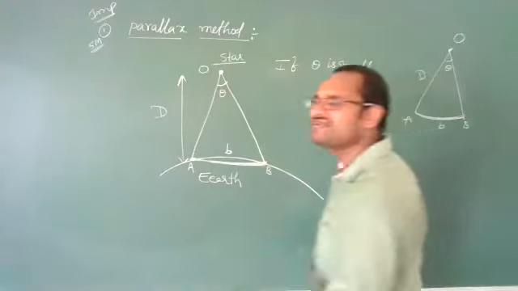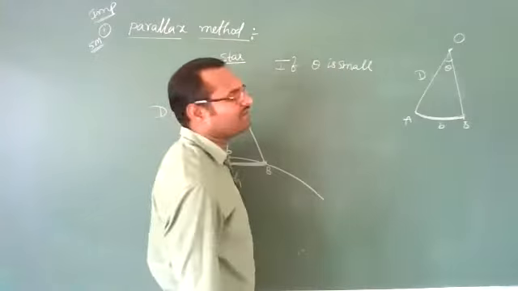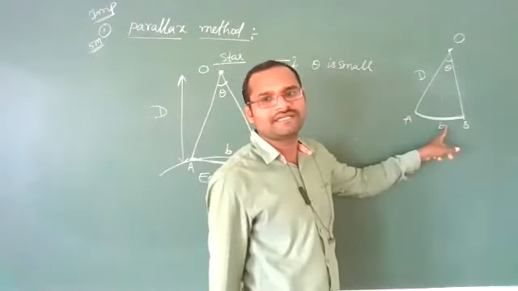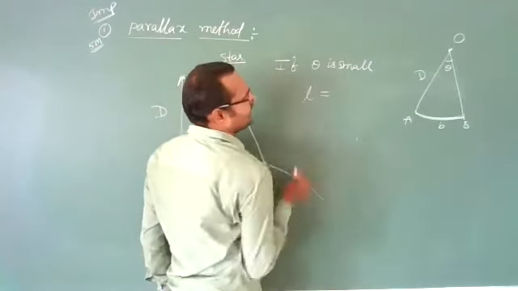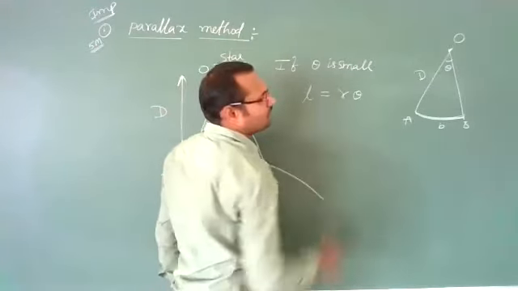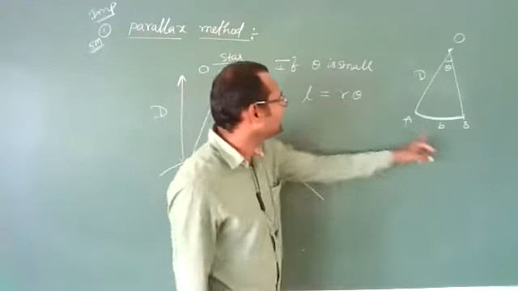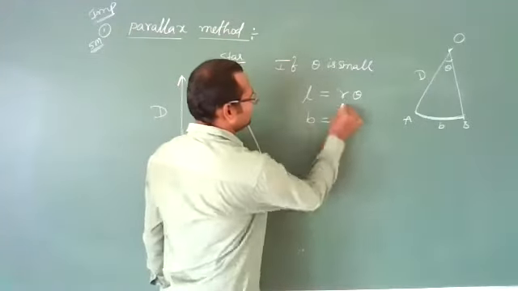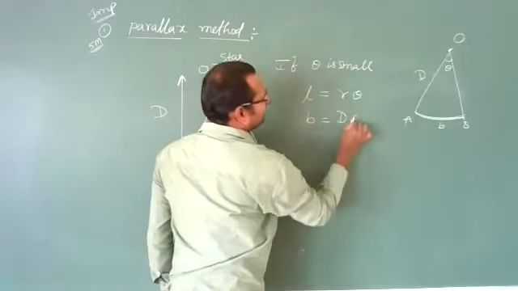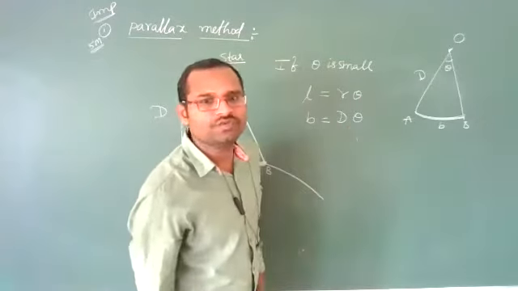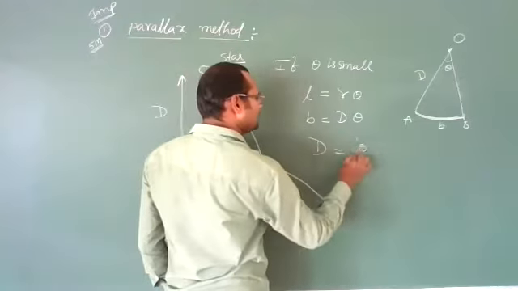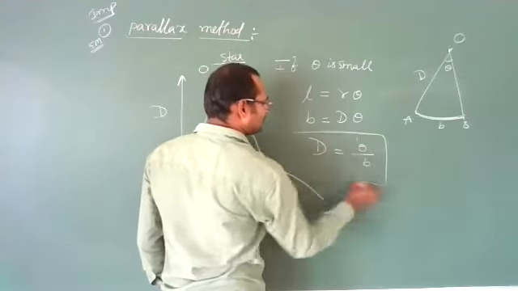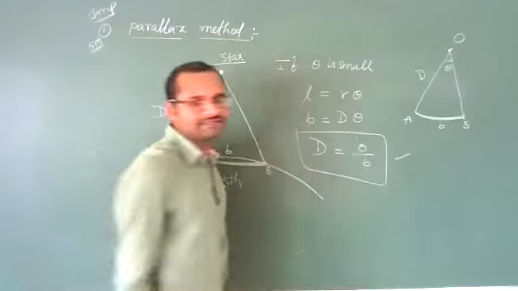Now, in the previous class, I told you that whenever you have an arc of length L, then the arc of length L can be written as R theta. Yes or no? Yes. What is L here? b. b can be written as R. What is R? Capital D into theta. You want capital D, no? So capital D is equal to b by theta. Finish. We have got the answer.